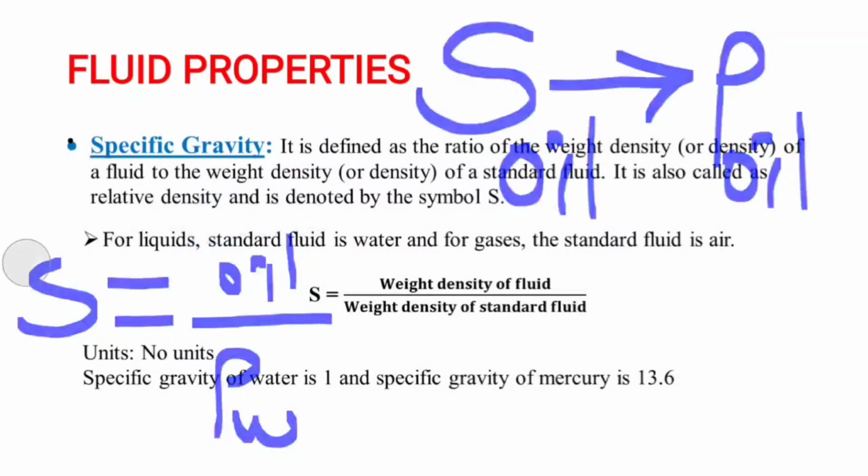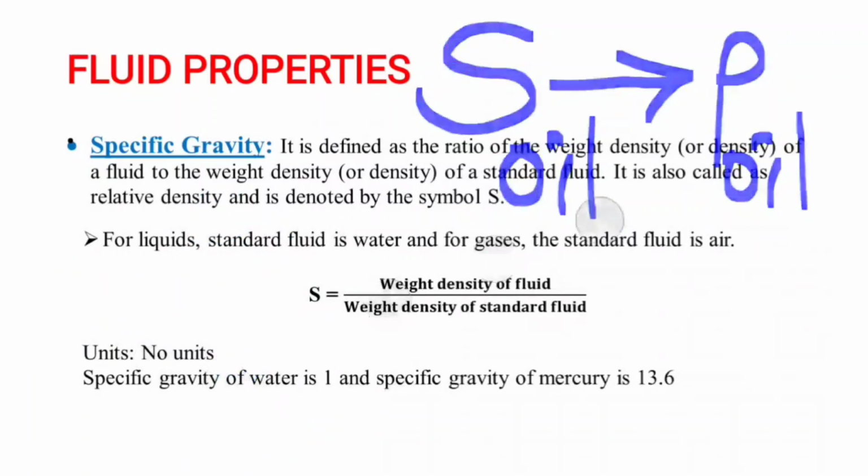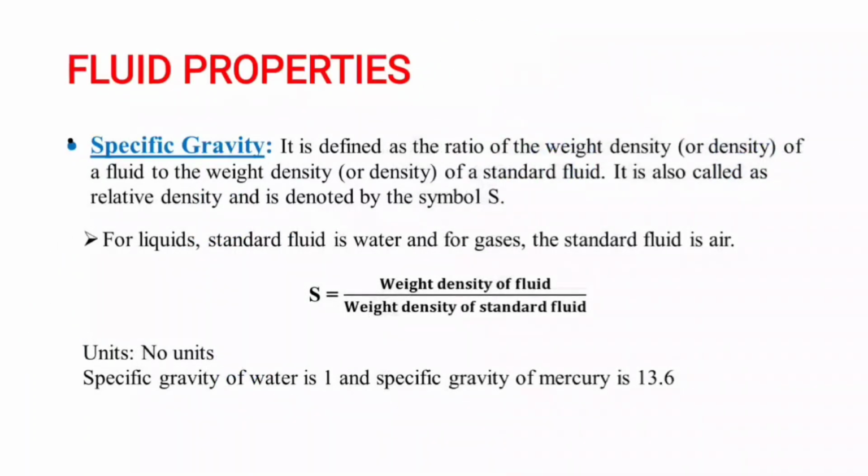It has no units because weight density by weight density or mass density by mass density, the same quantity, is in ratio, so there are no units for specific gravity. Specific gravity of water is 1 and specific gravity of mercury is 13.6. I hope it is understood.